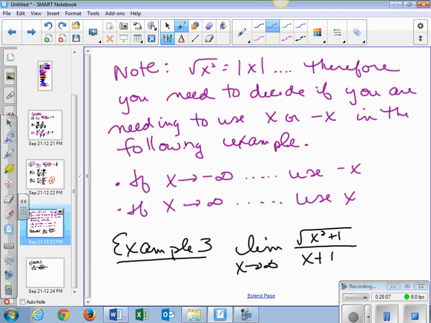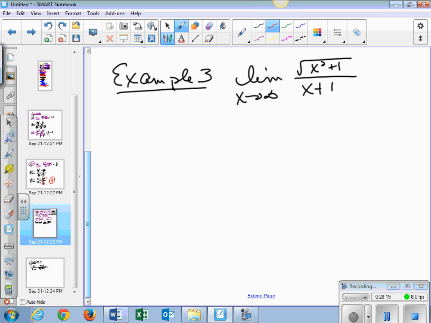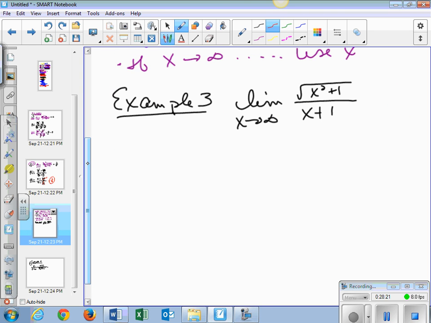So when we're doing the type of problems like what you see in example 3, you have to decide, when I take this square root of x squared, do I really want to put an x or the opposite of x out front when I evaluate that? And let me kind of show you how we're going to do that.